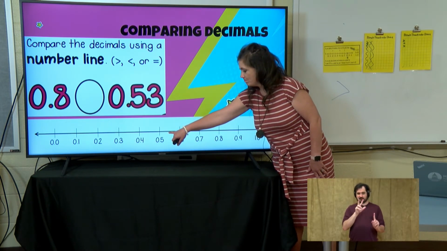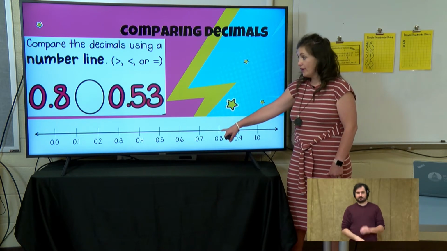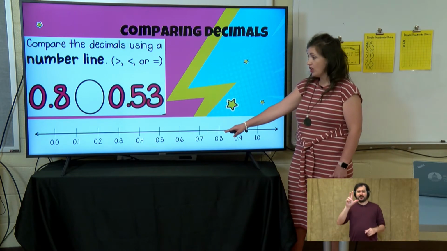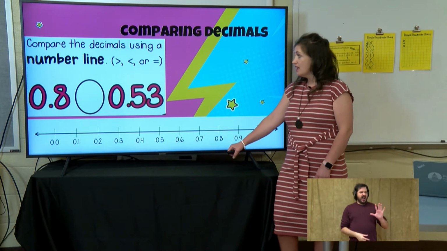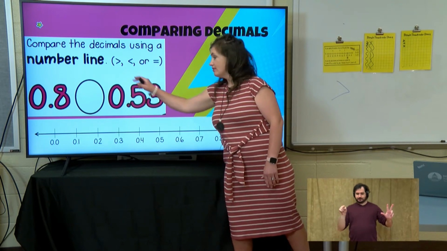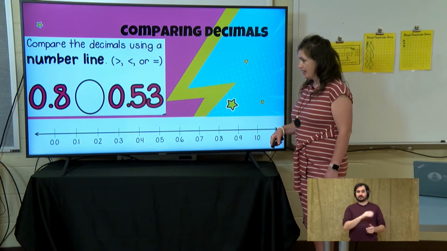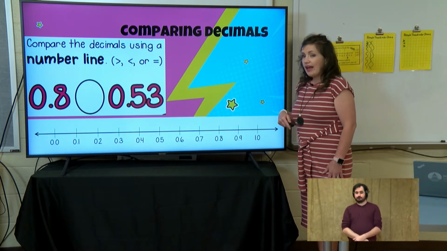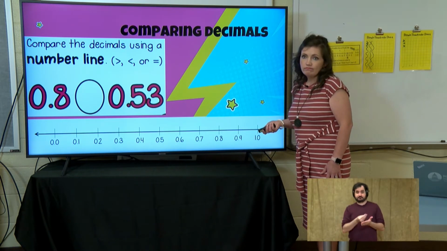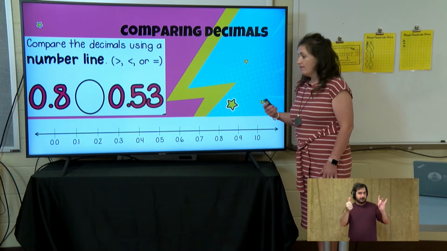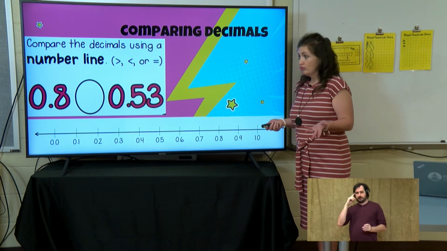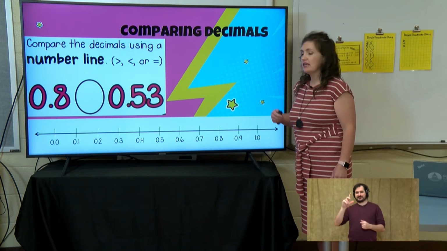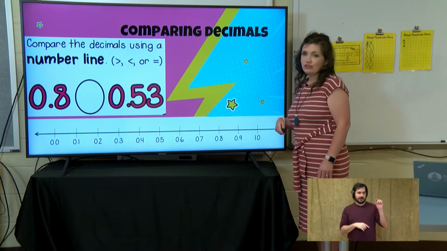So let's see, is 8/10 greater than 53/100ths? Well, sure, it's further down the number line. So we would say 8/10 is greater than 53/100ths. And again, you could still think about money. If you had 8 dimes, how much money would you have? 80 cents, right? If you had 53 cents, what's more, 80 cents or 53 cents? 80 cents. So we know that 8/10 is greater than 53/100ths.